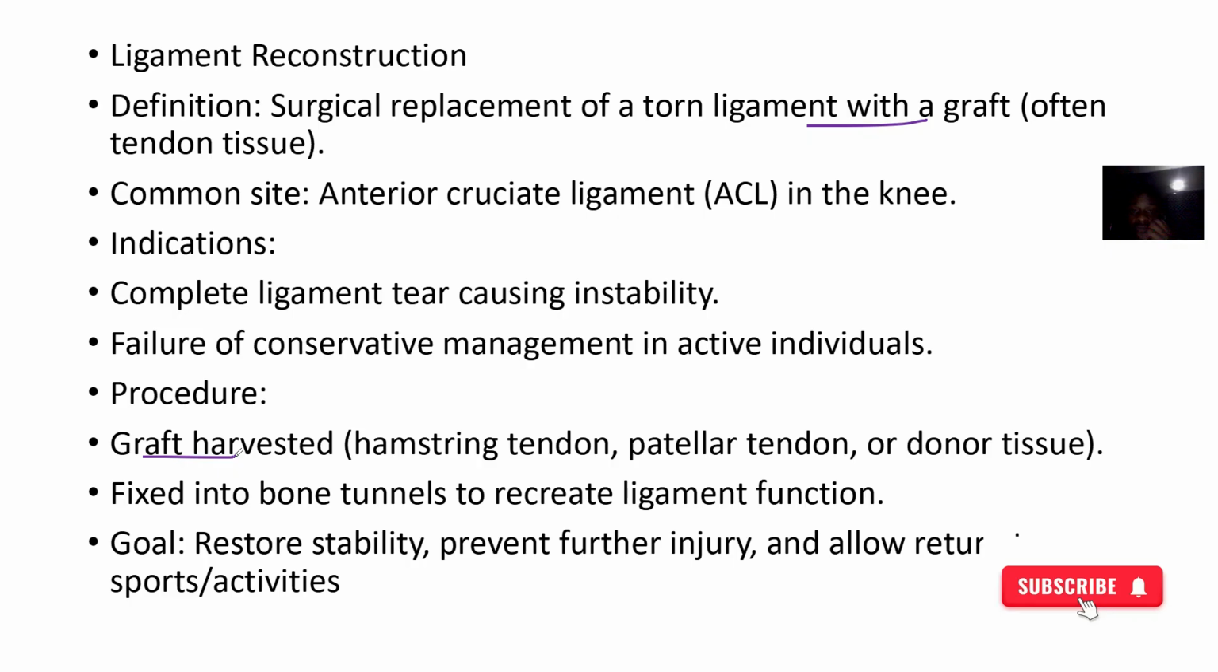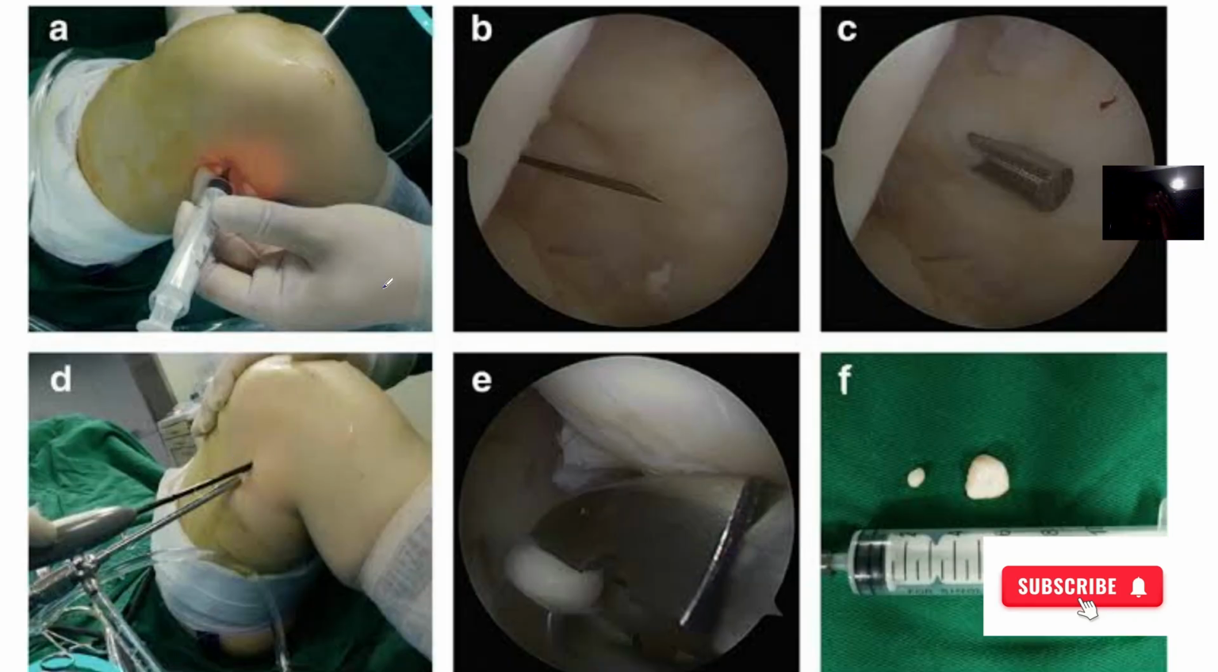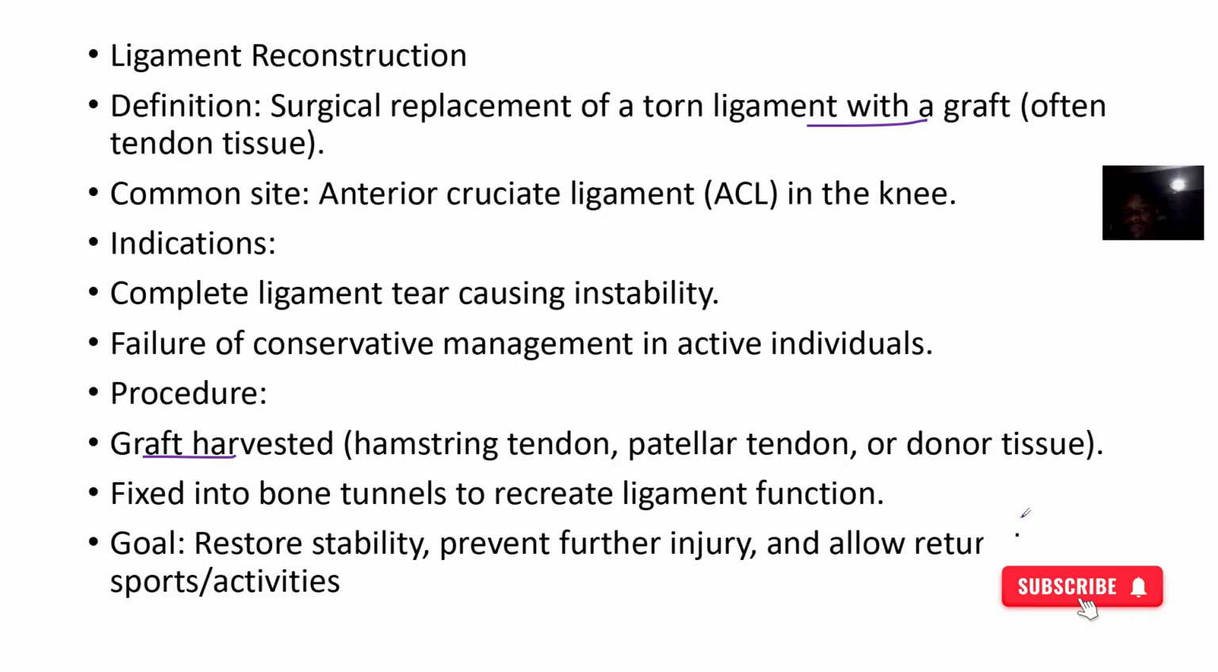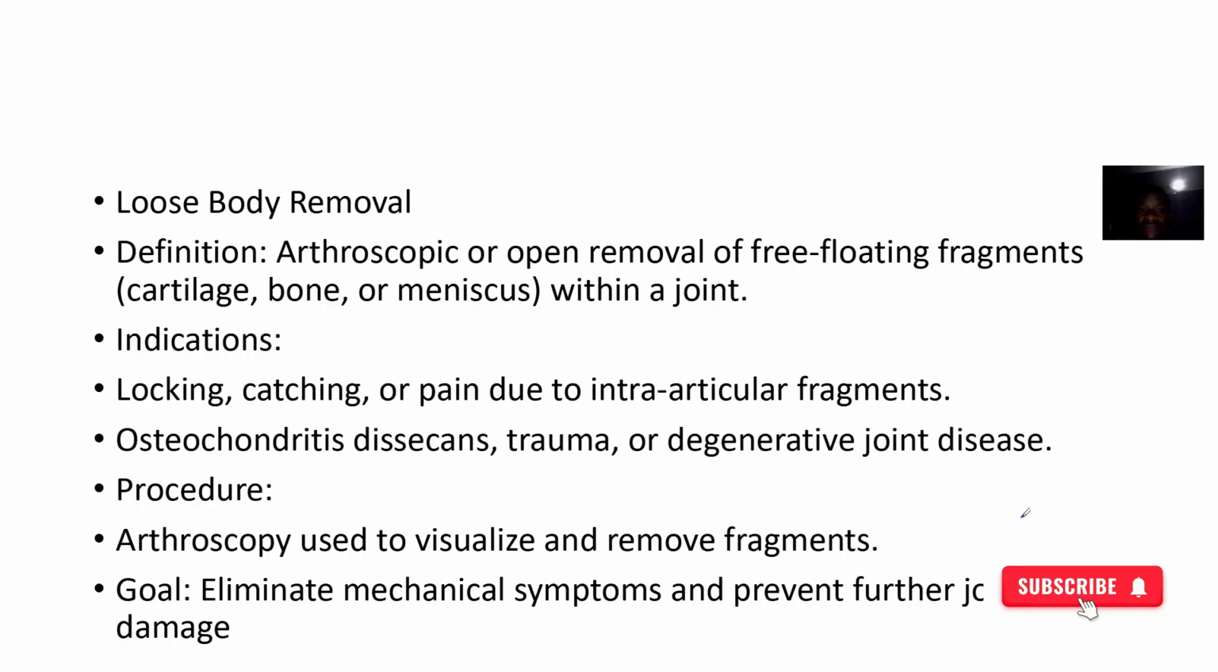Okay, so loose body removal is, there are some bone outgrowths. So those bone outgrowths have kind of like broken up, and they are now floating freely in the joint. So if I'm not trying to remove them, I'm saying I'm removing the loose bodies in those joints. You understand? So it's just arthroscopic or open removal of free floating fragments. It could be the cartilage that's cut off, it could be the bones that have cut off, it could be meniscus that have cut off.